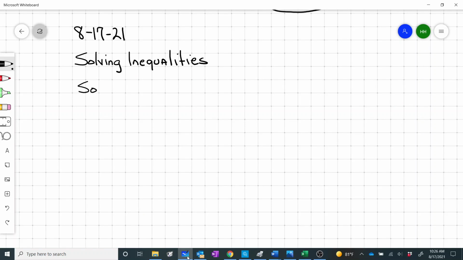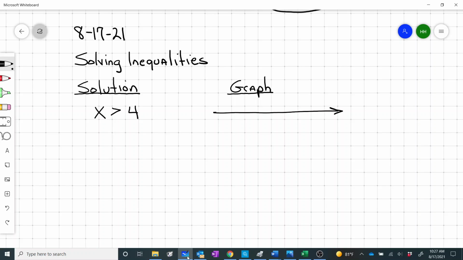We're going to do a little column here, solution, and then the graph of the solution. So if your solution to an inequality was something like x is greater than 4, alright, x is greater than 4. When you graph that, here's what's going to go on your graph. You do a number line, you put 0 on it, and you put 4 on it.